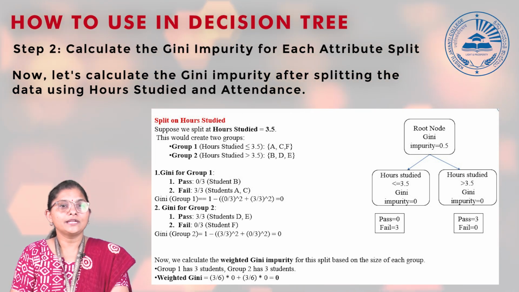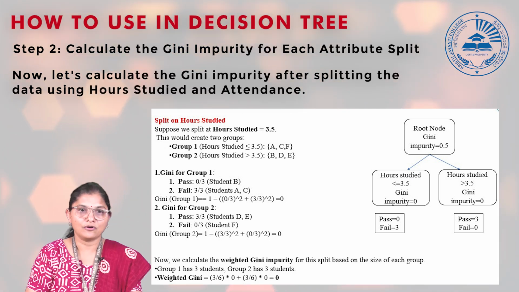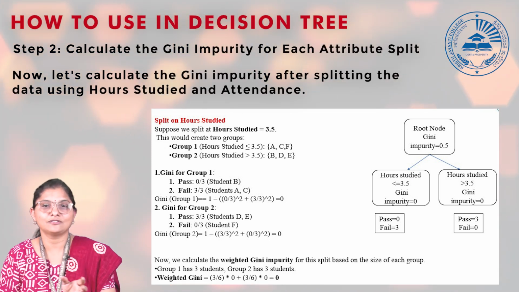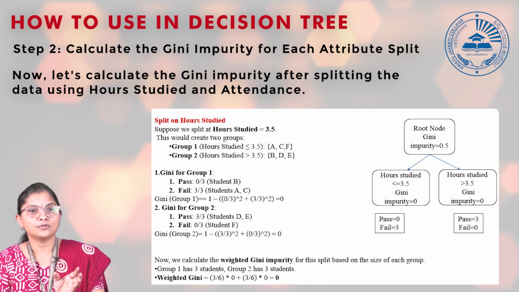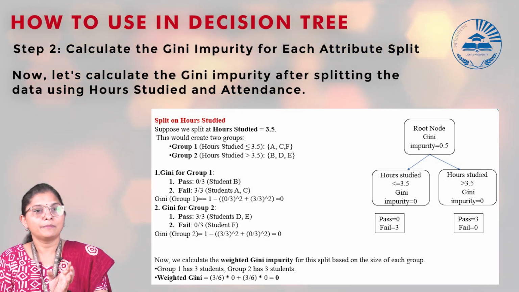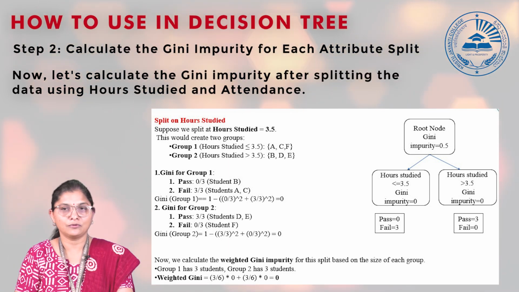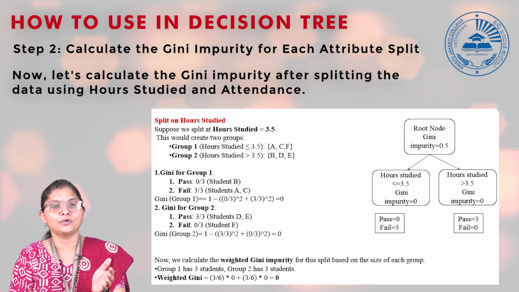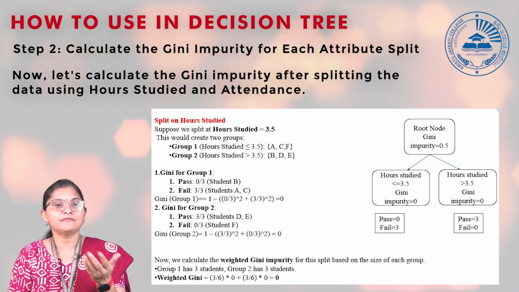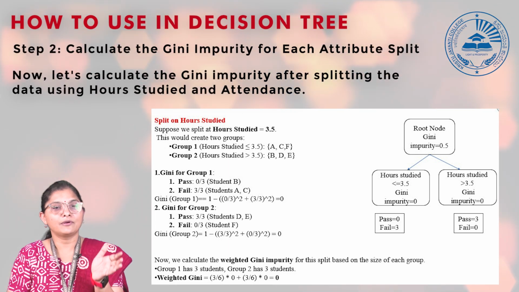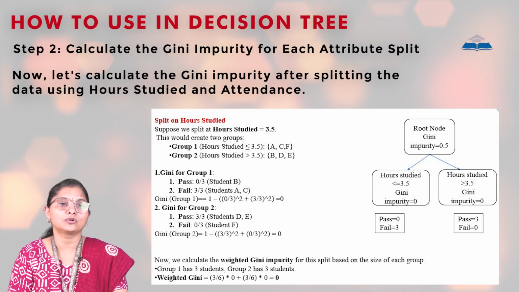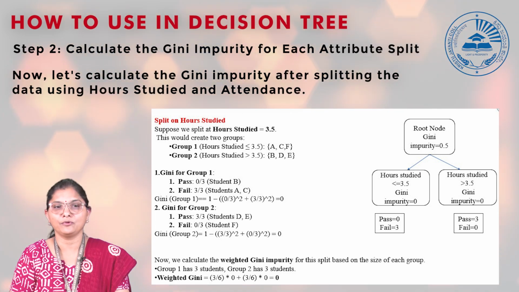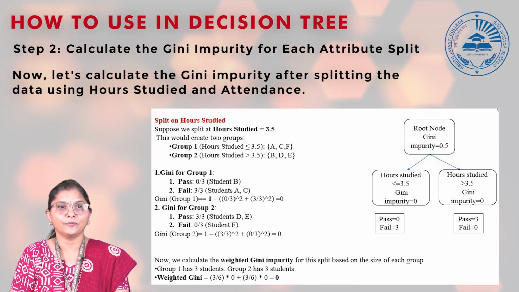Next we calculate the weighted Gini impurity for the split based on the size of each group. That is equal to 3 by 6 into 0 plus 3 by 6 into 0, which equals 0, because for each group the Gini impurity is 0. When we calculate the weighted Gini, it is the number of instances in the group divided by the total number of samples, multiplied by the Gini impurity. So we will get the value 0.